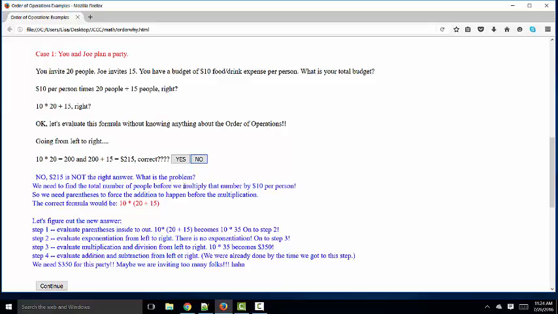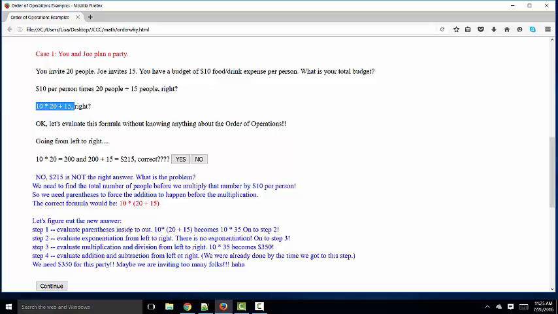So what is the problem? The problem is we have to find the number of people before we multiply that by $10 per person. So to use this formula, we would have to add parentheses to force the addition to happen before the multiplication. So the correct formula would be $10 times (20 people plus 15 people). And if we go really slow and break this out step by step, here's how a computer does it. It does it in 4 steps, the order of operations.